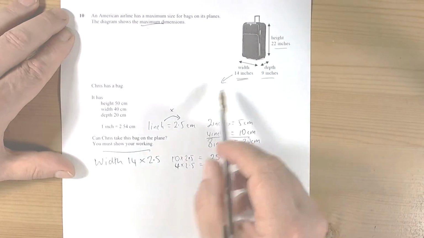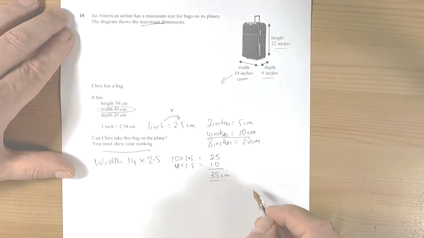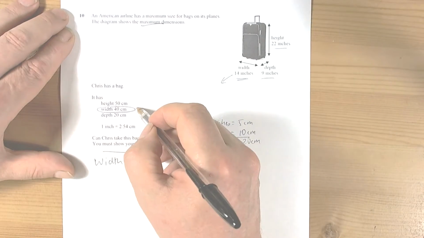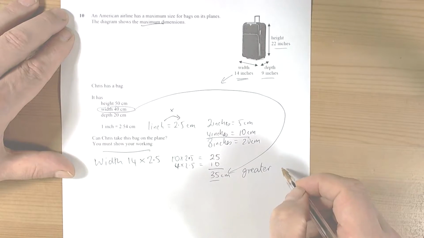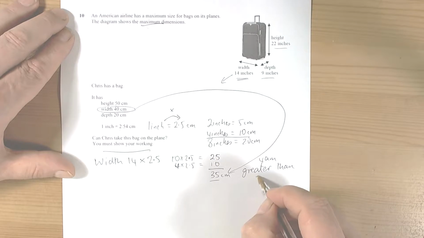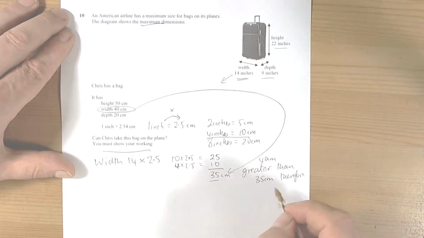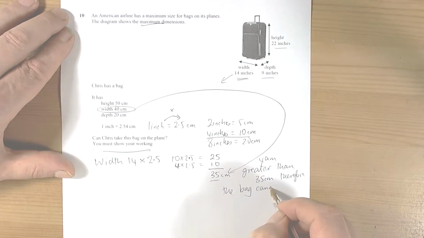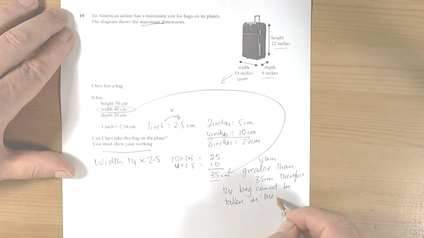So the width of 40 centimetres here, we can see straight away is over the maximum width available. So 40 centimetres is greater than 35 centimetres, therefore the bag cannot be taken on the plane.